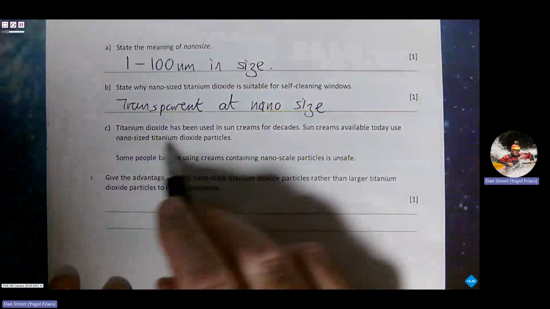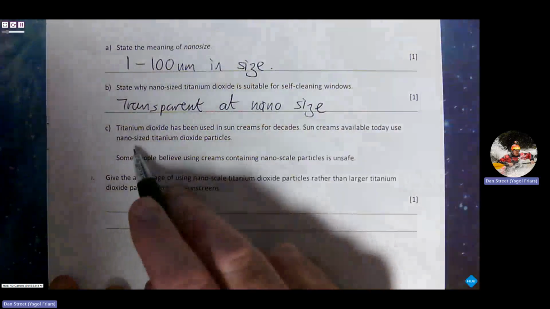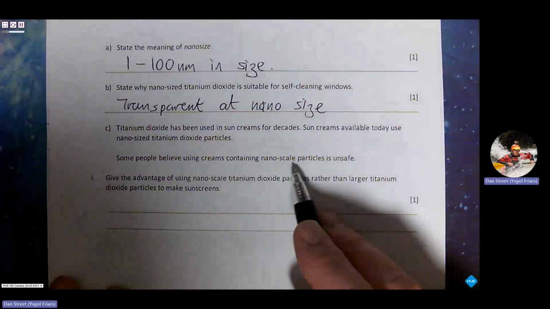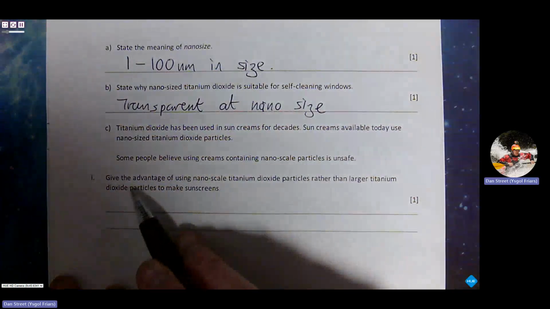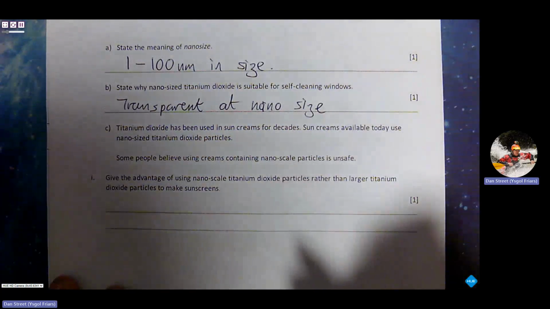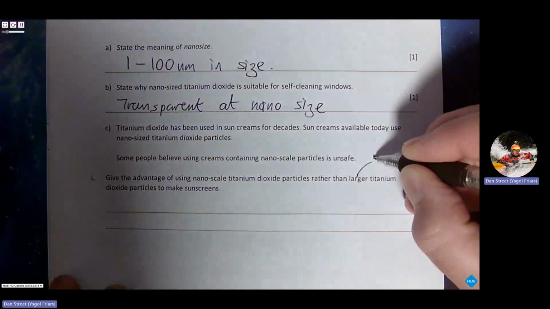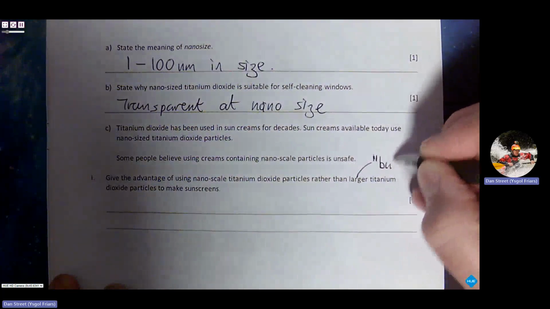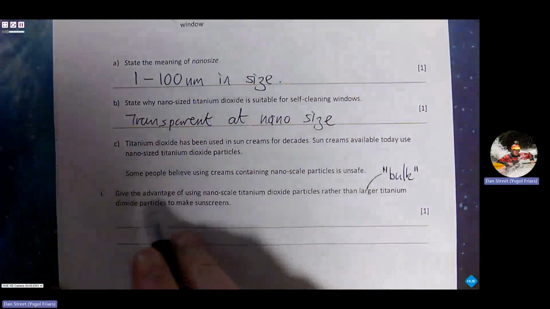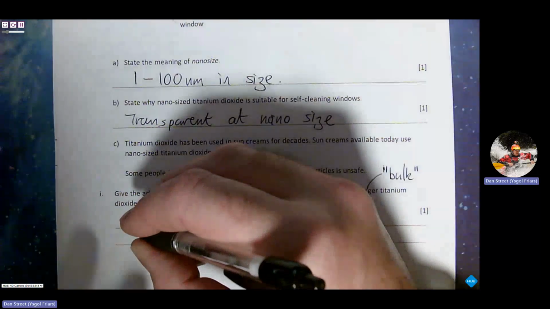And then C: titanium dioxide has been used in sun creams for decades. Sun creams available today use nano-sized titanium dioxide particles. Some people believe using sun creams containing nano-sized particles is unsafe. Give the advantage of using nanoscale titanium dioxide particles rather than larger titanium dioxide particles to make sunscreens. Where it uses the word larger there, in other exam papers we might use the word bulk. Bulk means bigger than nano size, basically. So the advantage is that nano size sunscreen is transparent.